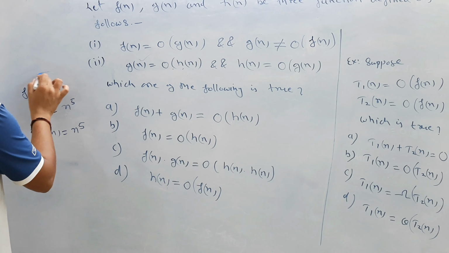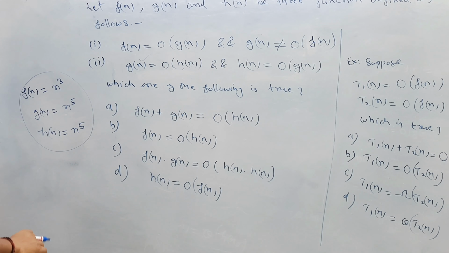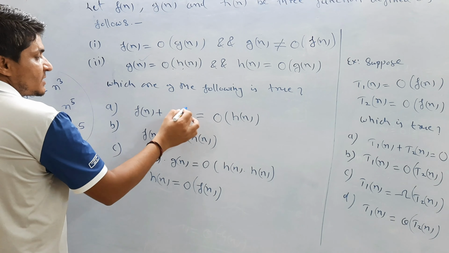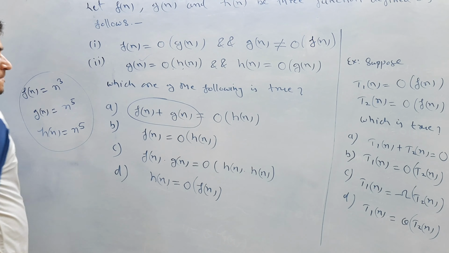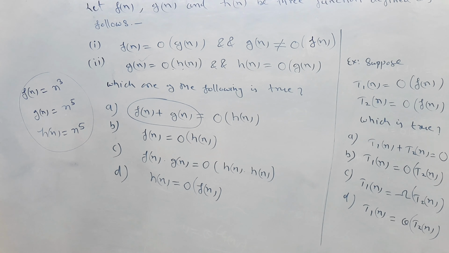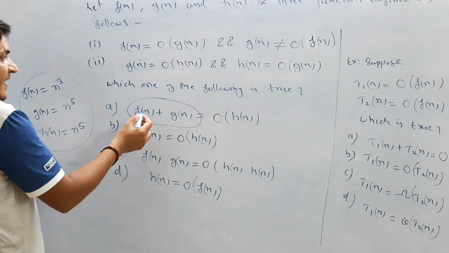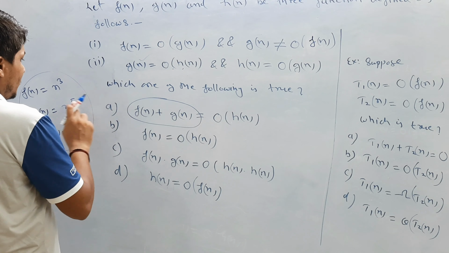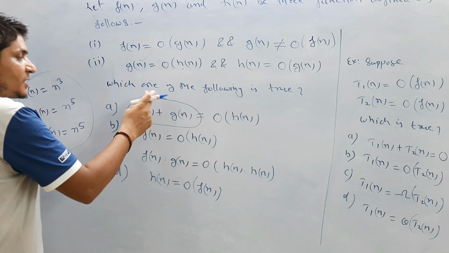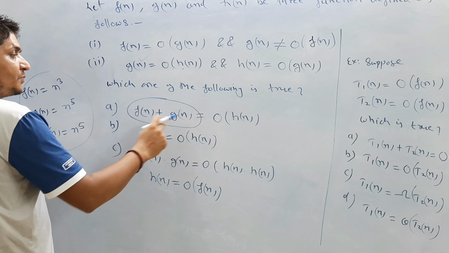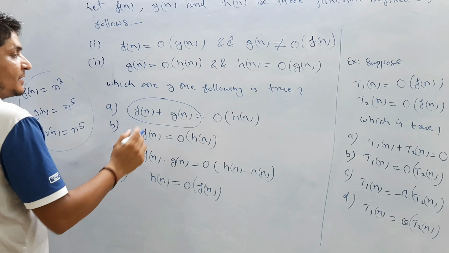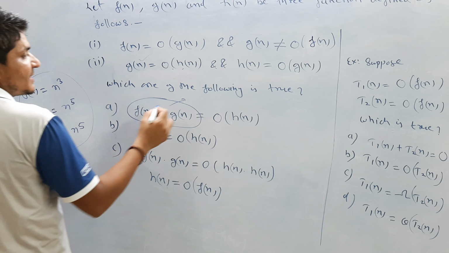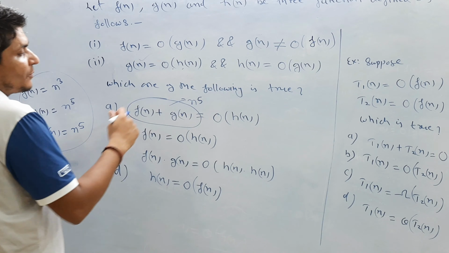Now we have assumed all these function values. What are the options available to us? The first option is basically property number 4 of asymptotic notation. f of n is n cube and g of n is n raised to power 5. The answer is the maximum of these two functions. The maximum in this case is n raised to power 5, according to property number 4.